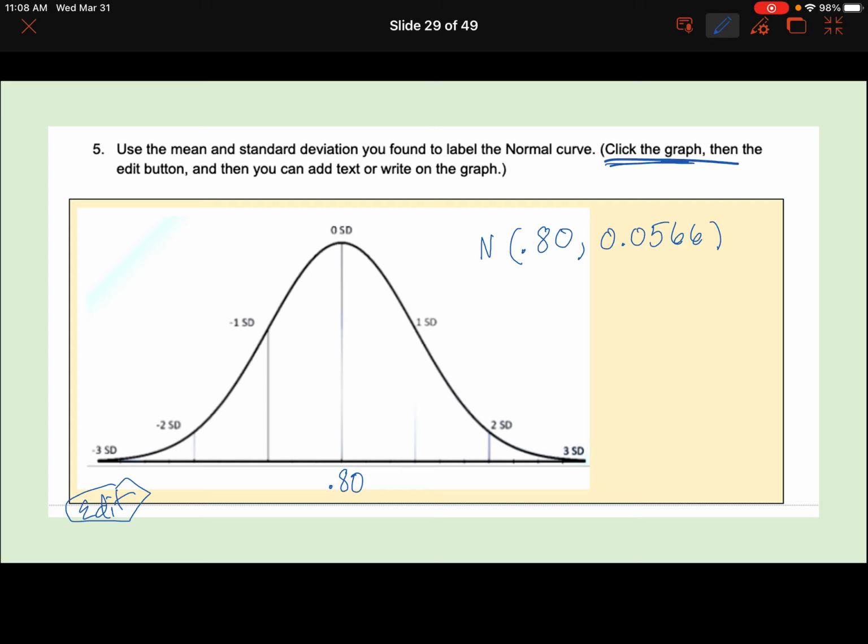All right, so the question here is how many standard deviations below the mean is 0.64, and then label that on the normal curve. 0.64 is going to be somewhere off in this direction because it's less than 0.8. We have to figure out how many standard deviations below it'll be. So to do that, I'm going to find the z-score.